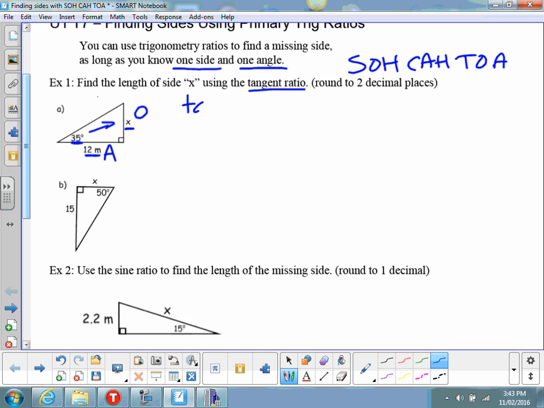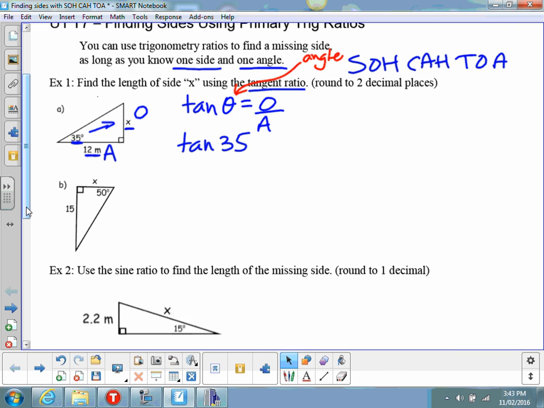So in this case, we've got tan theta equals opposite over adjacent, and now we'll sub in what we know. So we know the angle, so we know what theta is. That's tan 35. So remember in these formulas, when you're trying to substitute things in, it's always the angle that gets substituted in for theta. So you don't want to mix up the sides and the angles. So we have tan 35. Opposite is where the x is in the triangle, and adjacent is 12.